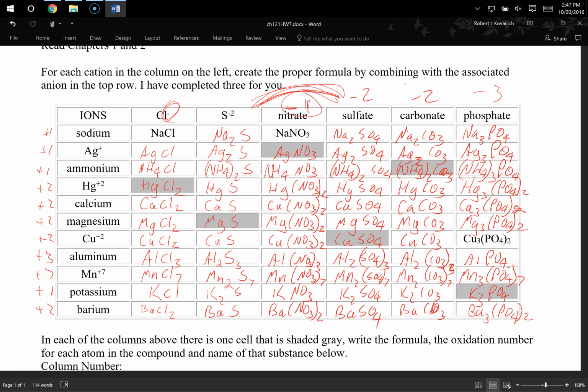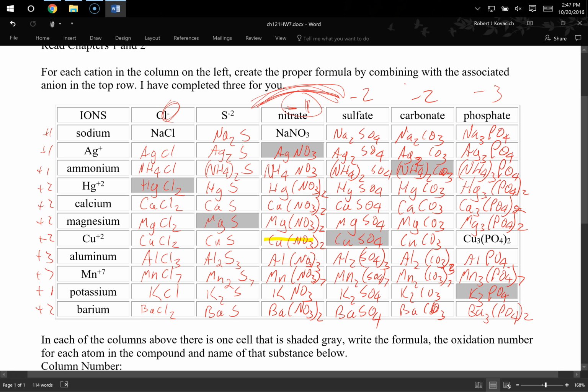Any questions for this? Yeah. The copper nitrate, copper 1 nitrate? No, did I mess something up? No, I'm just trying to figure out the Roman rules. So is that what it's called? Copper 2. We're talking about that one right there.